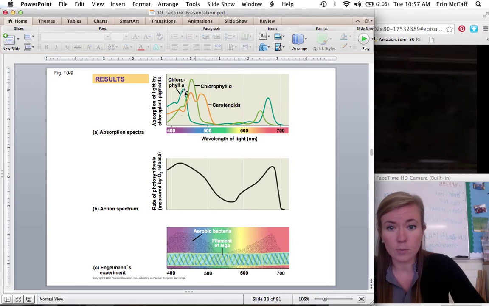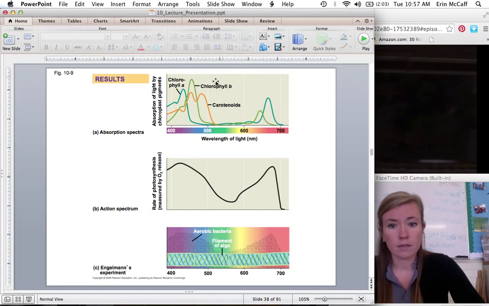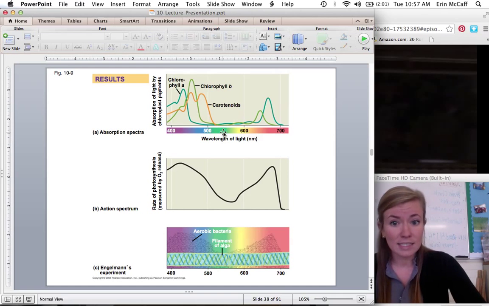So here is our absorption spectrum for the different kinds of pigments that are in photosynthesis. So here are the different wavelengths of light, and this is how much light gets absorbed by each of them. So if you look at chlorophyll A, it absorbs a lot down here in the blue-violet region, and a lot up here in the red region. But in the green region, it absorbs almost nothing because it's reflecting that light and not absorbing it.